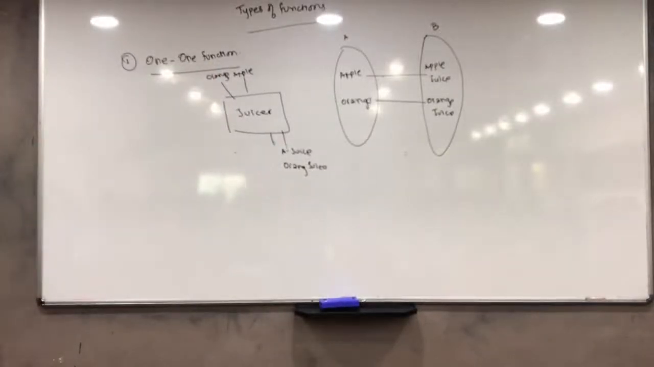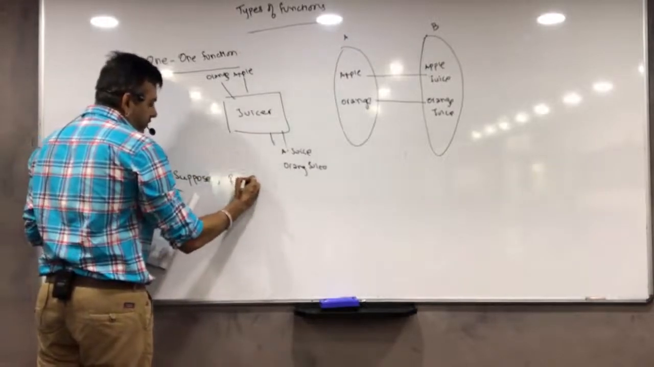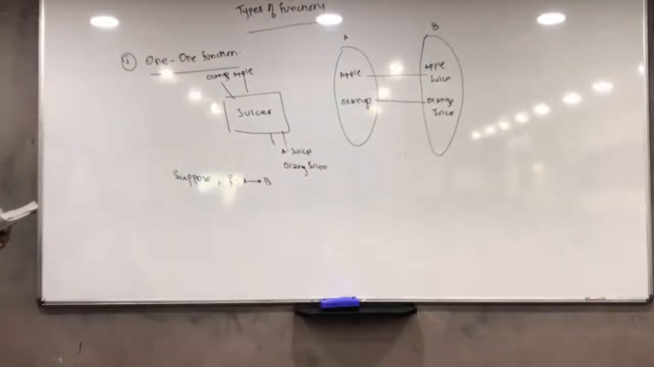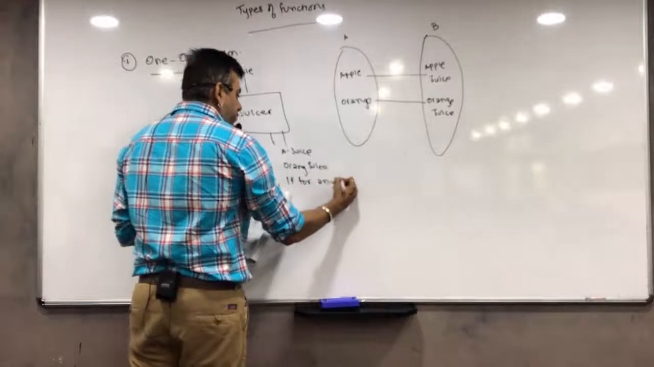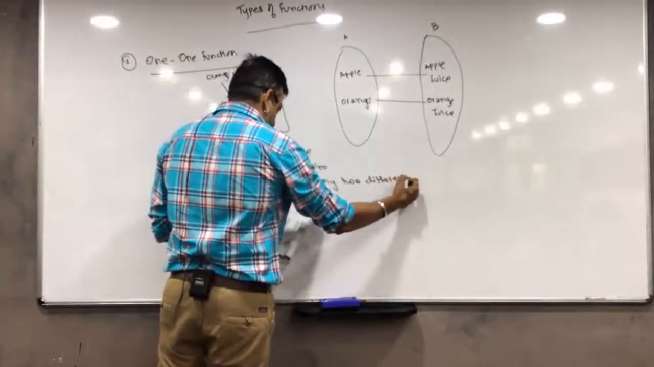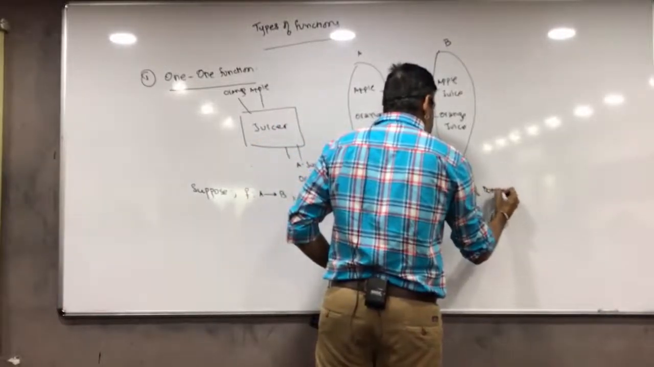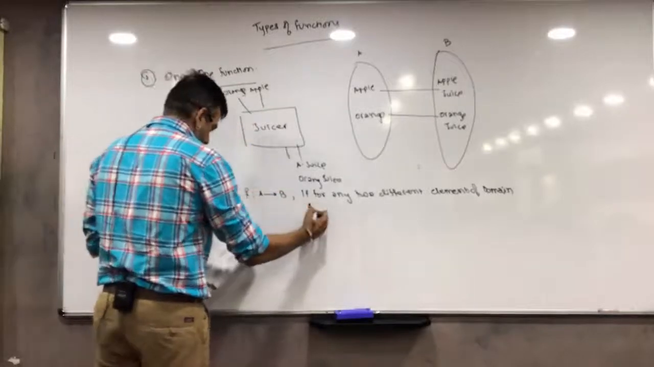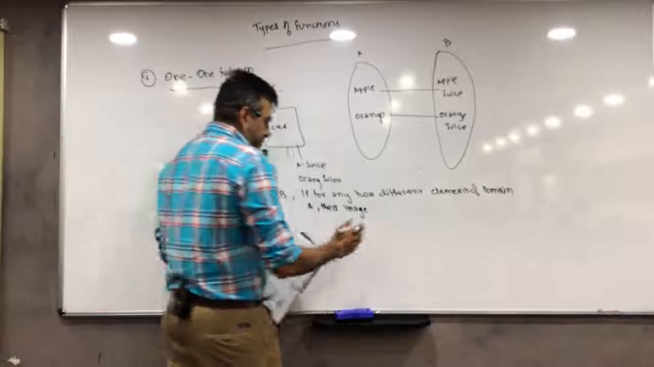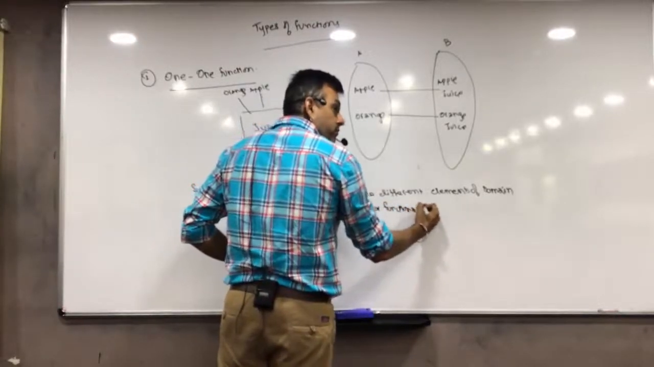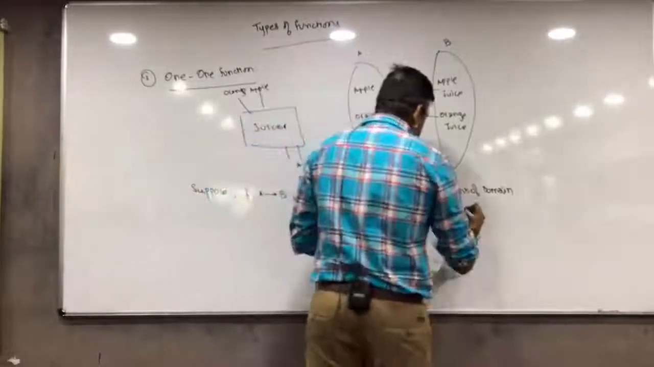Okay, let's write. Then you make this diagram. Suppose, write down please. Suppose a function from set A to set B, if for any two different elements of domain A, their image, you have to write this language, their image, all functional values are different.